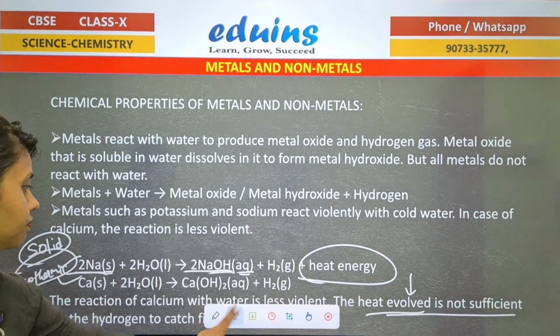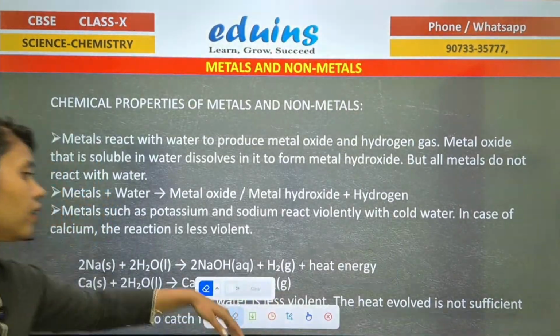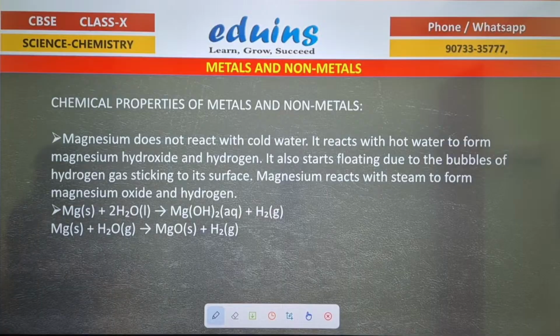So, now the next portion. Magnesium does not react with cold water. It reacts with hot water to form magnesium hydroxide and hydrogen. It also starts floating due to the bubbles of hydrogen gas sticking to its surface. Magnesium reacts with steam to form magnesium oxide and hydrogen.